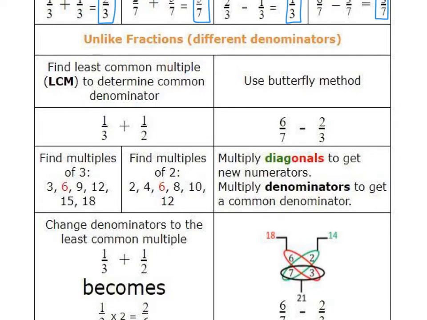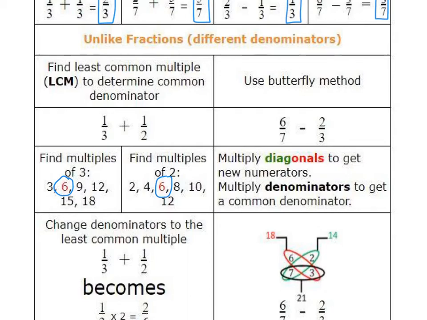Okay, they must have a common denominator. If they don't, you're going to have to figure that out. There's multiple options. The first way is to list out the common multiples to determine the common denominator. So between 1/3 and 1/2, you look at the denominators of 3 and 2. Multiples of 3 would be 3, 6, 9, 12, and so on. And then you would list out some of the multiples of 2: 2, 4, 6, 8, 10, and you would find the least common multiple. And in this case, 6 was the least common multiple they shared.